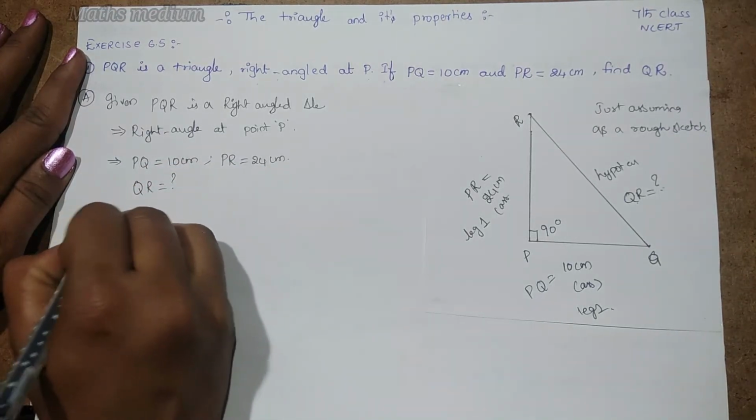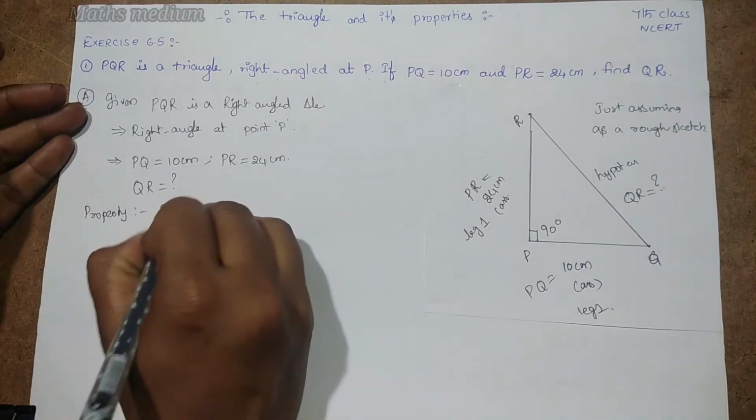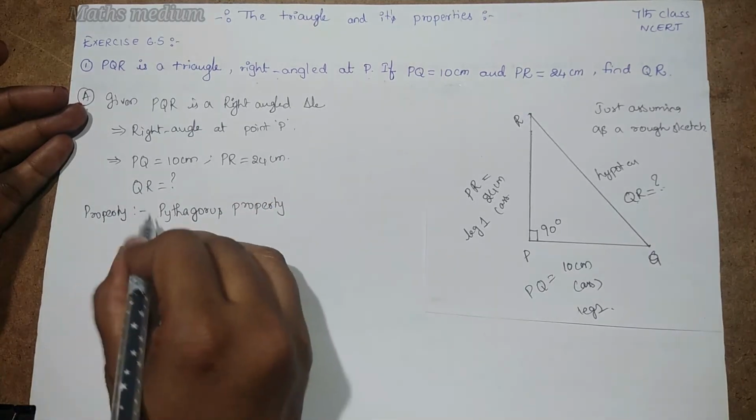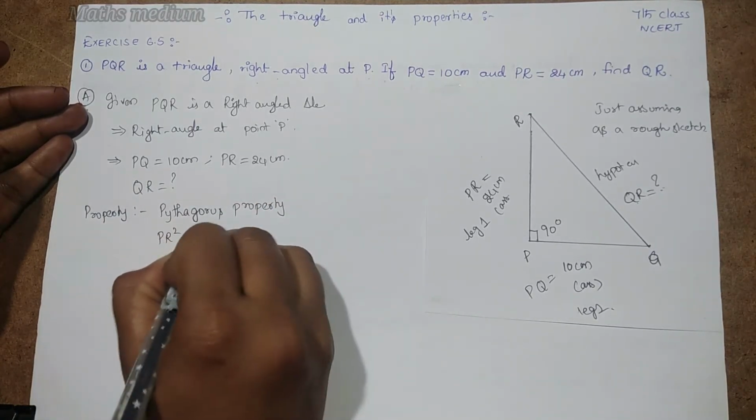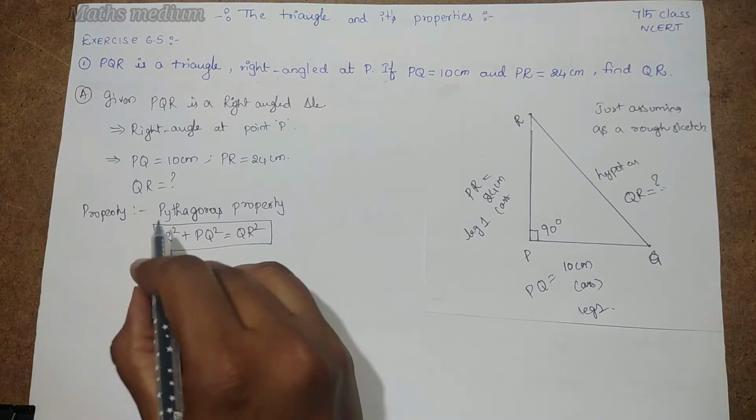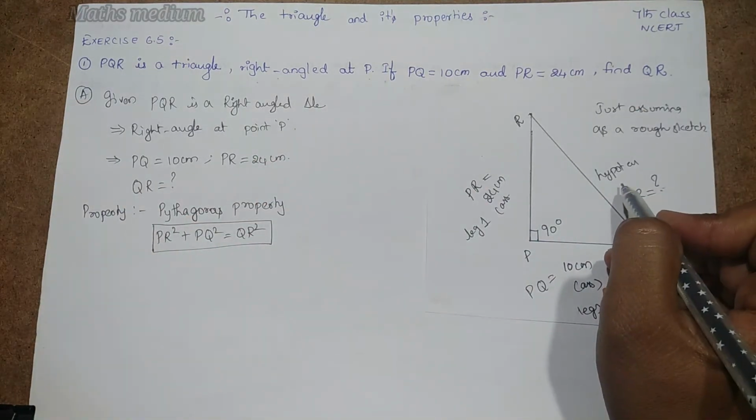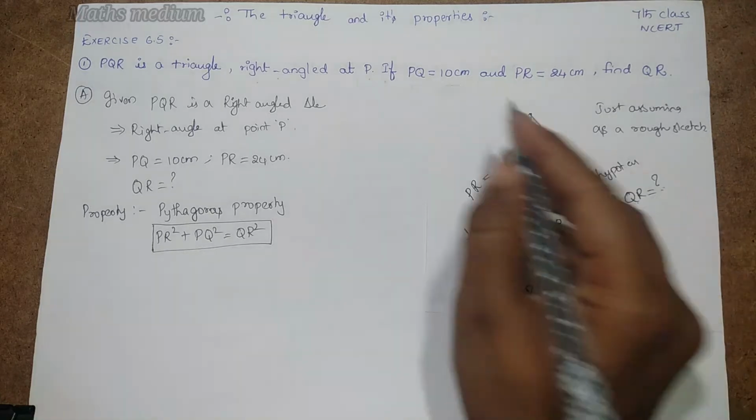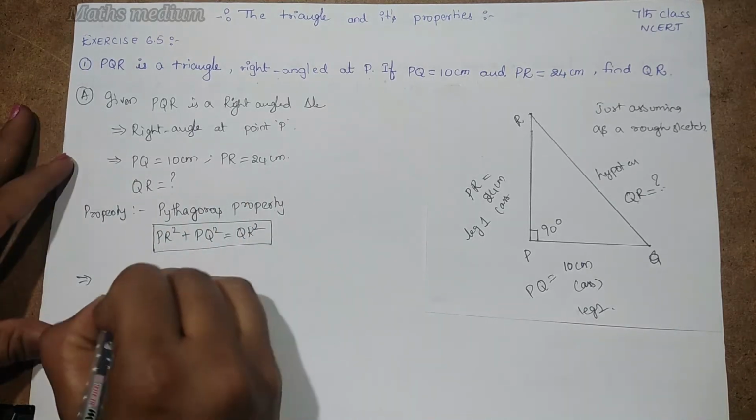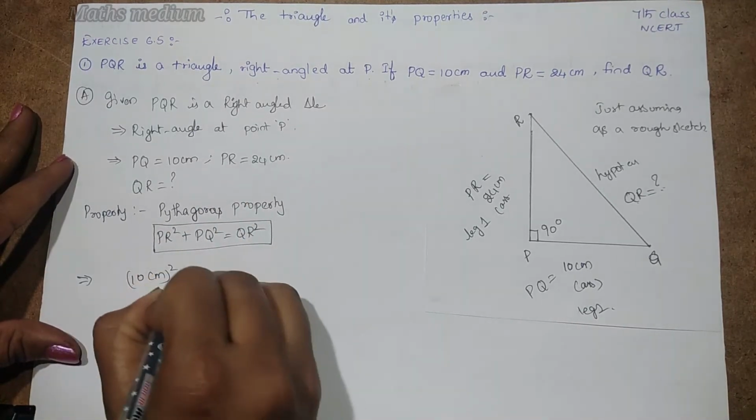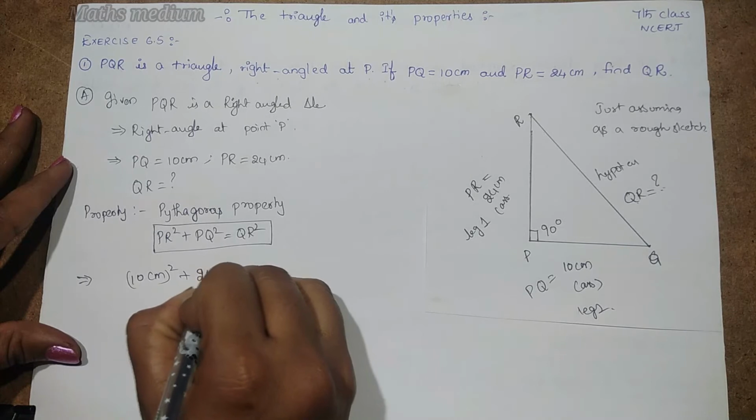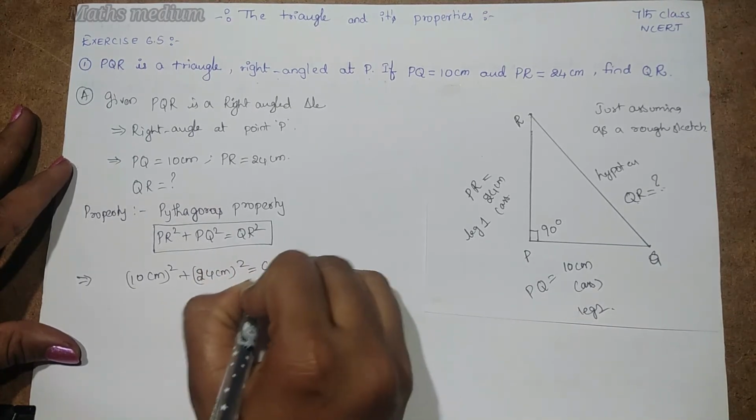We know the Pythagoras property, it means PR square plus PQ square is equal to the QR square. It is the meaning of the Pythagoras property, that is hypotenuse square is equal to the sum of the squares of the legs. So by using this formula we can find the QR, because we know PQ and PR also. PQ square, it means 10 centimeters square, plus PR square, that is 24 centimeters whole square, is equal to the QR square.